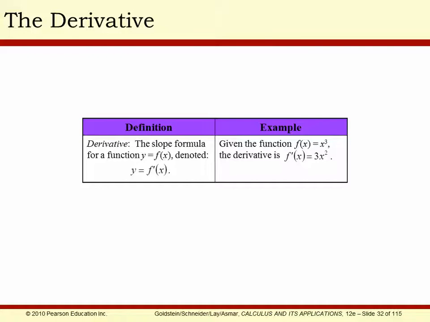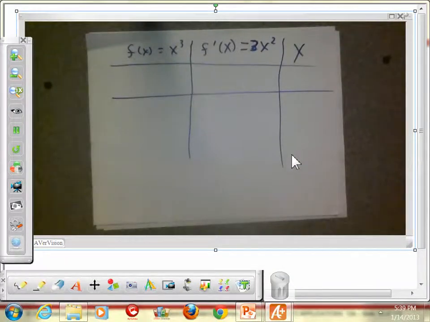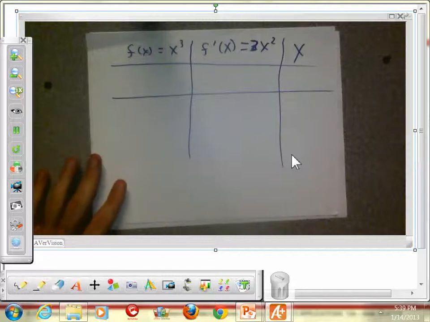Let me just expound on this example real quick. So we have f of x equals x cubed, and I'm going to put it on the overhead in 1 second. And we have f prime of x, or the derivative, is equal to 3x squared. Okay? And I'm going to put another column for x. All right, so let me just flip over to the document. Okay, so we have this up here, and it just tells me for a particular value of x.